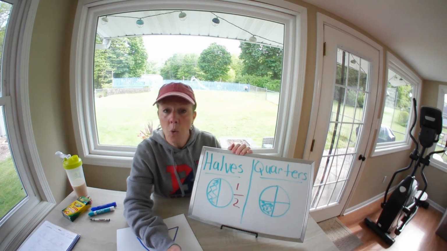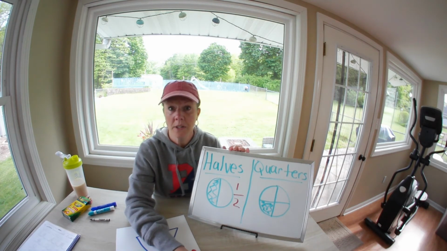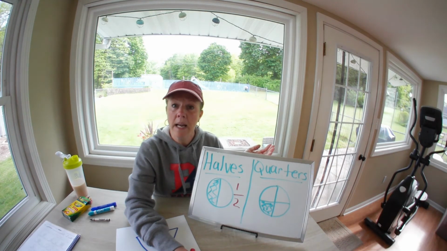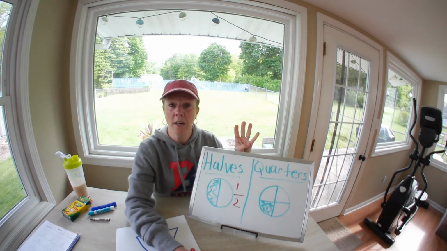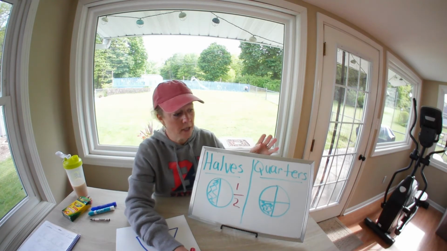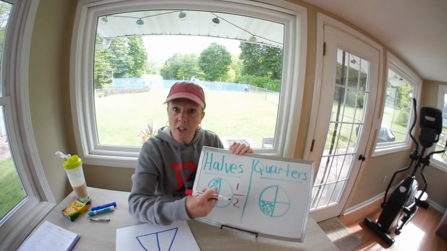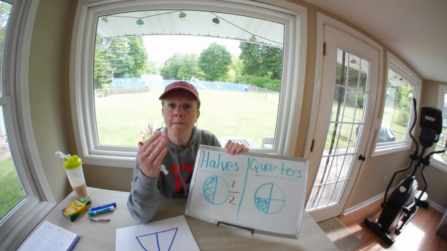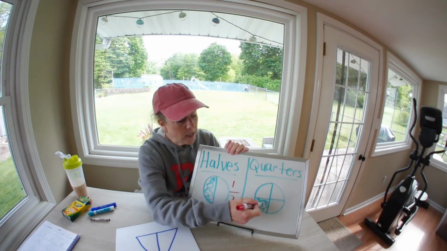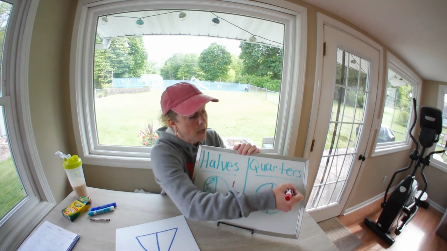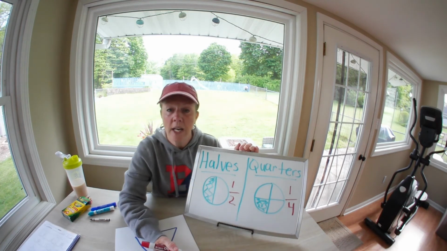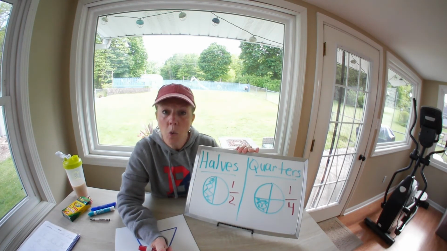I can call these quarters. Now I want you to think of quarters like the coin, the quarter. How many quarters do you need to make $1? That's right, 4. 25, 50, 75, $1. 4 quarters. So what I did was I took the same circle and then I drew another line and divided it into 4 equal parts. And I shaded one of those parts, and that's my quarter. And I could say 1 out of 4 is shaded, and that's how you write 1/4.